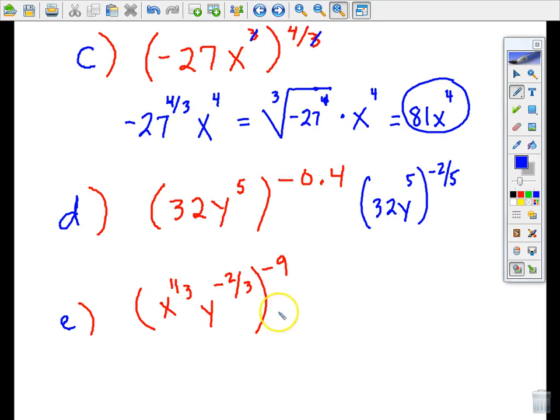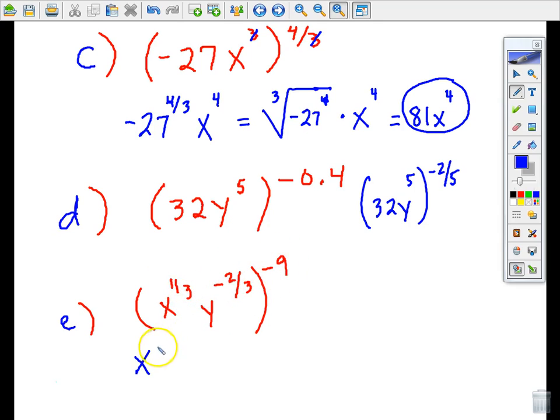Okay. And I'm going to pause and I'll take care of letter E in just a minute. Okay, so now for letter E, the same idea. I'm going to remove the parentheses by raising everything inside the parentheses to the -9. So remember, when we have a power inside the parentheses times another power, we multiply those together.